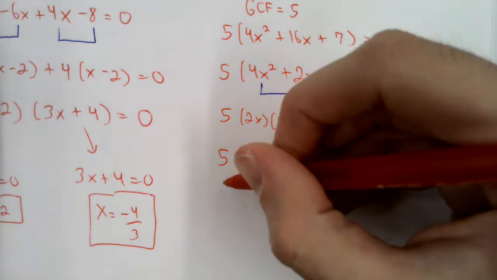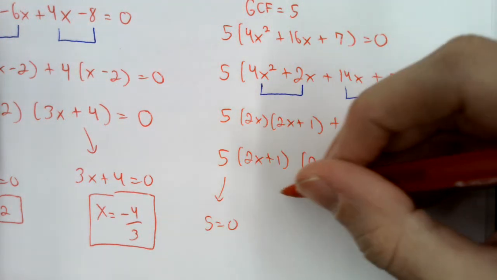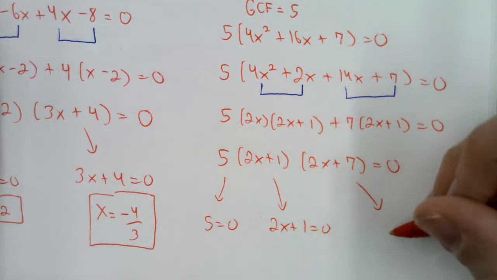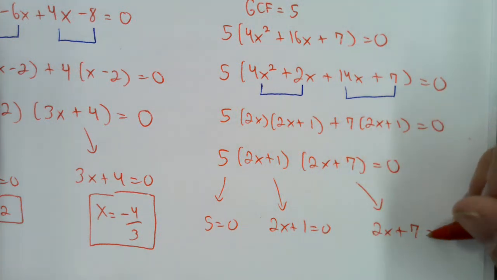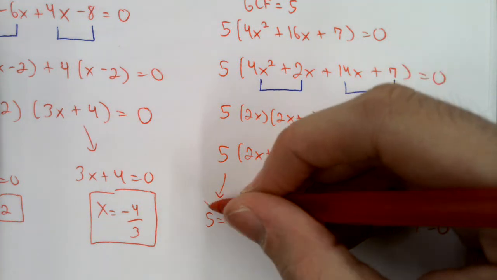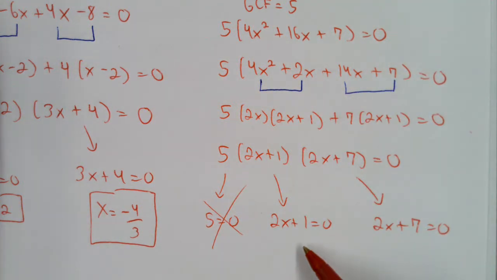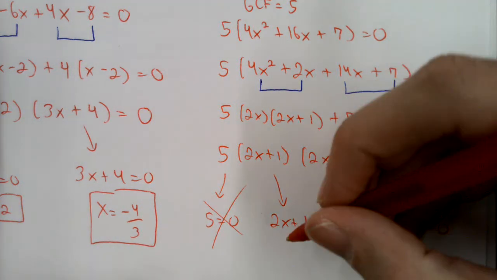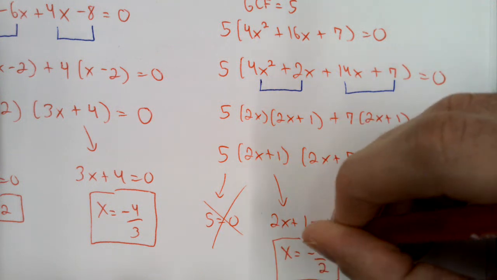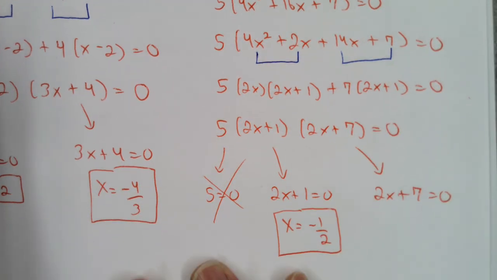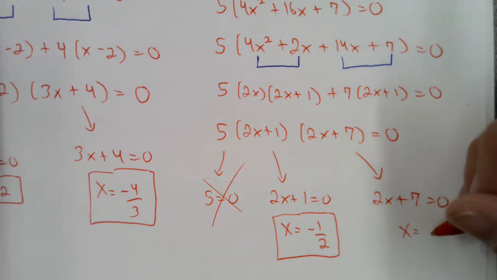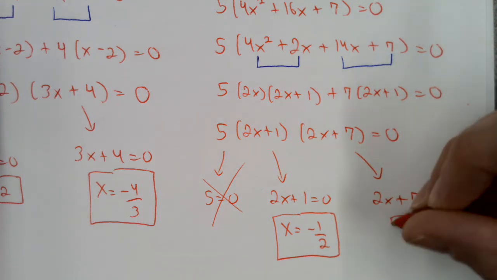Solve this. Either 5 equals 0, or 2x plus 1 equals 0, or 2x plus 7 equals 0. You can ignore 5 equals 0. Solve this. Subtract 1, divide by 2. x equals negative 1/2. Subtract 7, divide by 2. x equals negative 7/2.